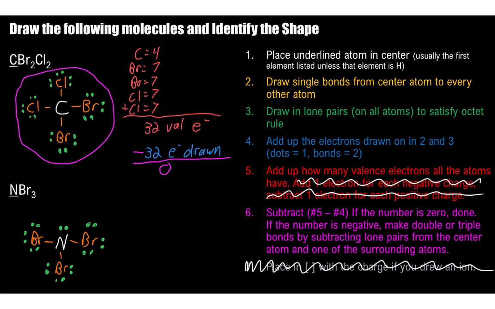Now, we'll count everything up. We got 2, 4, 6, 8, 10, 12, 14, 16, 18, 20, 22, 24, 26 electrons in my drawing. I now take a nitrogen, which has 5 valence electrons, and 3 bromines, which each have 7. 5 plus 7 is 12, plus 7 more is 19, plus that final 7 is 26 valence electrons.